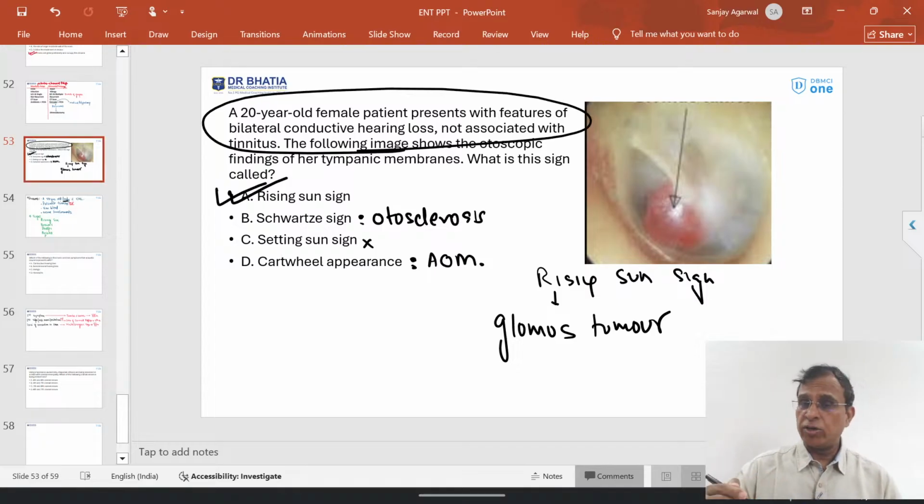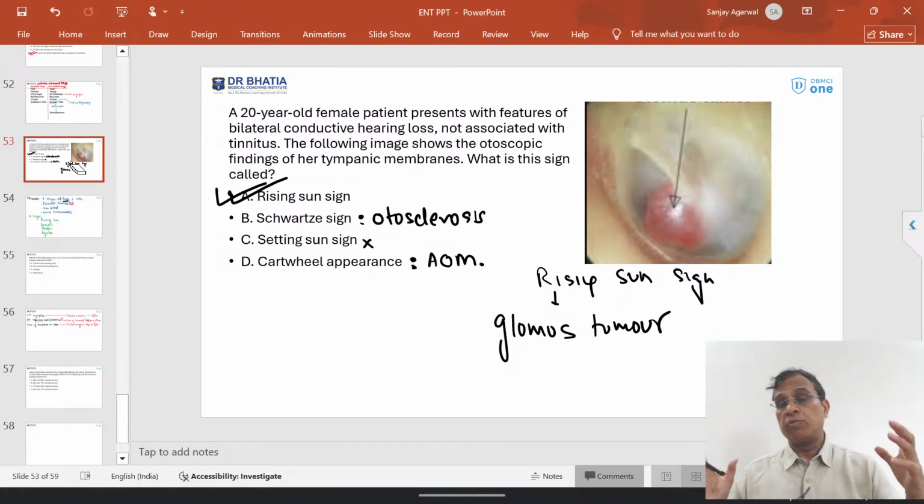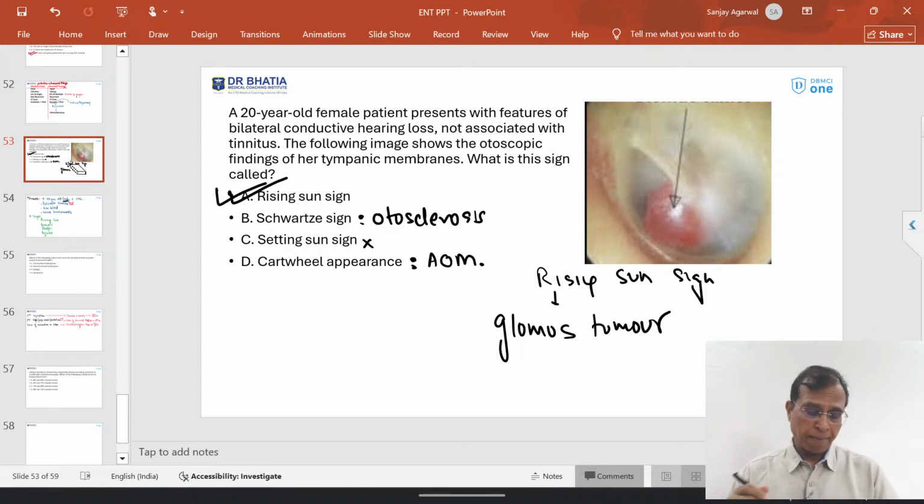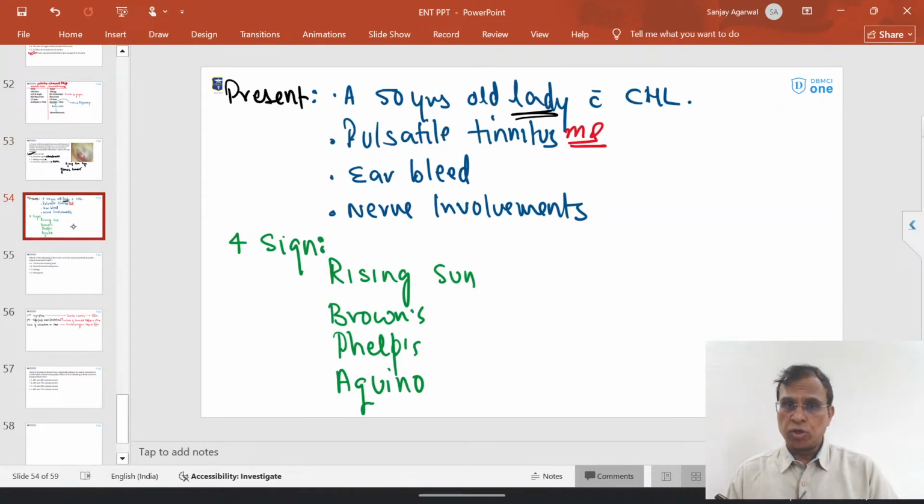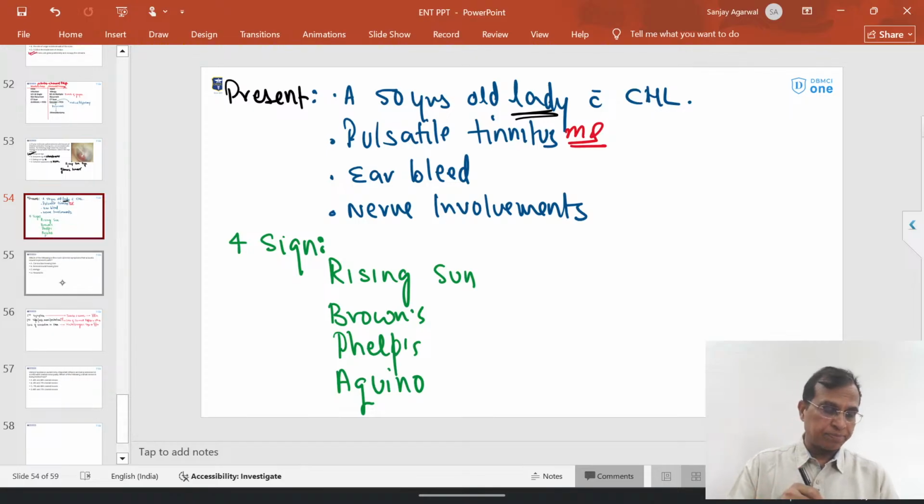So history सुन के diagnosis नहीं बनता. So in this case the image became important. Image देख के आपको पता चला कि ये glomus tumor है, and this finding is called rising sun sign. Okay, and these are the other features of glomus tumor that you can try and remember.